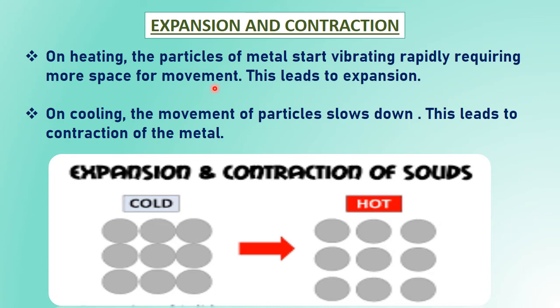On heating, the particles of metal start vibrating, they start moving rapidly and they require more space for movement, and this leads to expansion. On heating, the volume of the metal increases and that is expansion. Whereas on cooling, the movement of the particles slows down and this leads to contraction of the metal. So when we cool it, the volume decreases and that is contraction. So heating a substance makes it expand while cooling makes it contract.